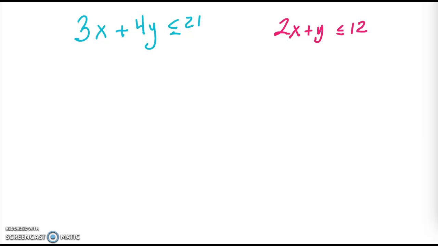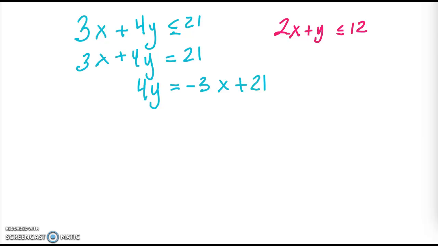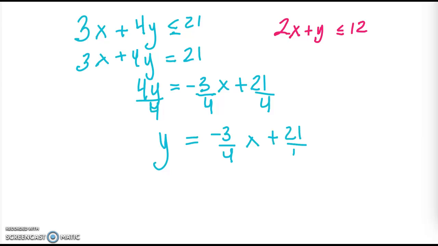So starting with this one, these are inequalities, and in order to graph them, we have to graph the boundary line. So the boundary line is the same as if we had an equal sign there. So I'm going to solve this for y, by first subtracting 3x from both sides. And then I will divide everything by 4. And I get y equals negative 3 over 4 x plus 21 over 4.